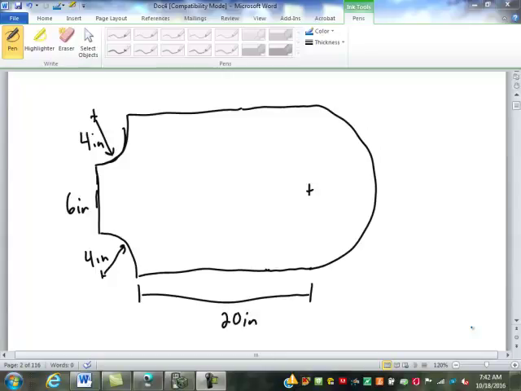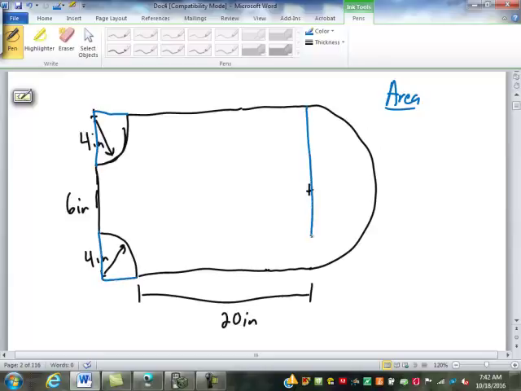Okay, so for this one, I asked you to find the area and the perimeter. So let's start out with the area. To find area on this one, I'm going to have to create a rectangle here that is how big? 20 by 22. Careful. This is 4 inches here, so it's going to be 24 by 14.